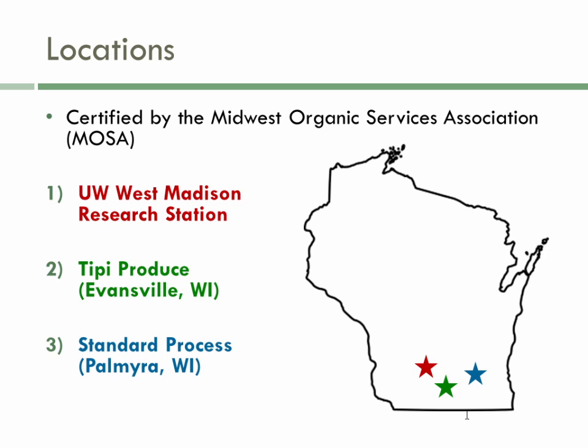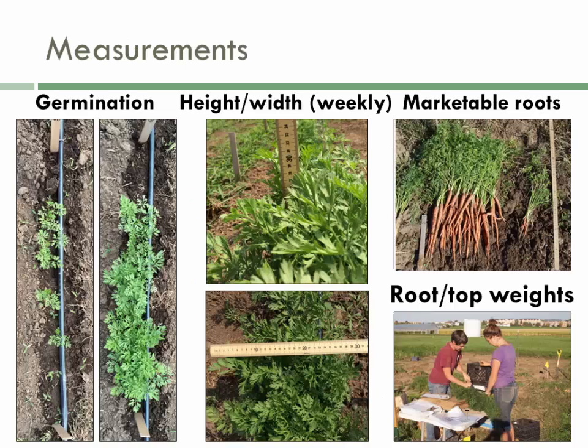So just a little bit about the locations. We've heard a lot about the UW-Madison Research Station today, so that's included. TP Produce in Evansville, which is managed by Steve Pincus and Beth Kazmar, and Standard Process in Palmyra, managed by Christine Mason, and they actually produce organic supplements, kind of interesting. And they were all certified by the Midwest Organic Services Association.